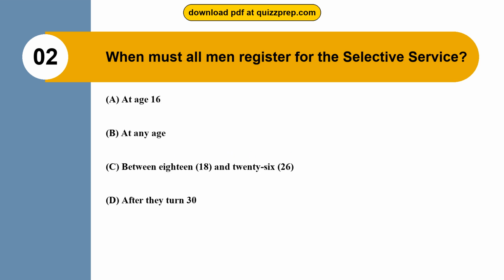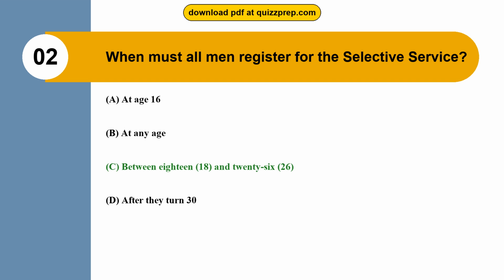Question 2. When must all men register for the Selective Service? Option A. At age 16. Option B. At any age. Option C. Between 18 and 26. Option D. After they turn 30.